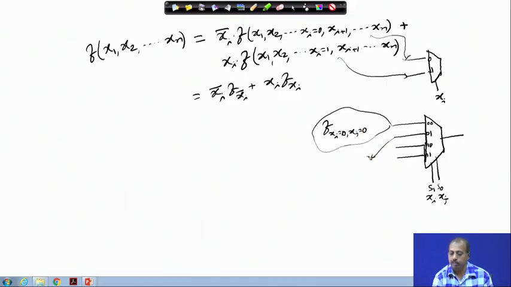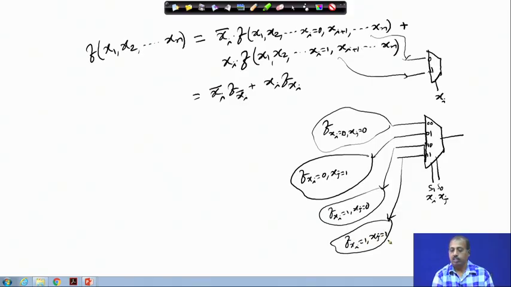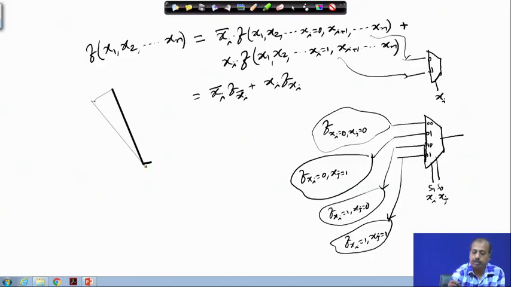Similarly, here I will look for the function obtained by putting xi equal to 0 and xj equal to 1. Here I will look for the function with xi equal to 1 and xj equal to 0, and here I will put the function with xi equal to 1 and xj equal to 1. That is, I am looking for a decomposition around two variables. So, if I write it in terms of a similar expression to the one I have here, we can do it like this.